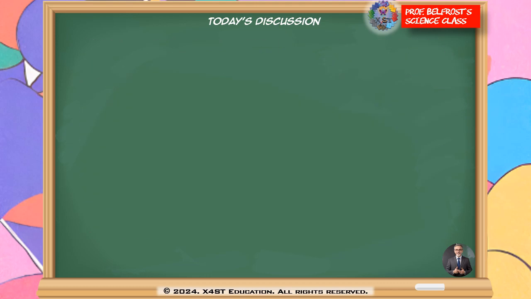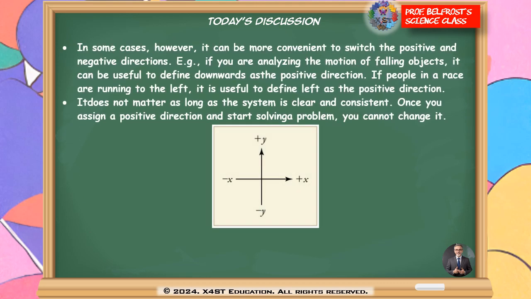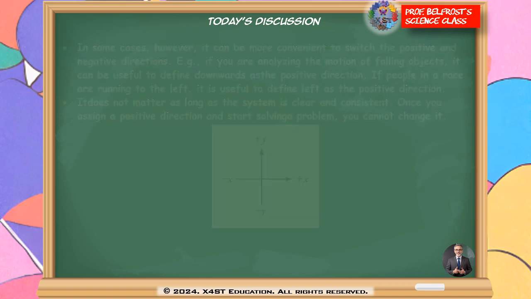In some cases, however, it's much more convenient to switch the positive and negative direction. I've told you before. Actually, it does not matter as long as the system is clear and consistent. But once you have assigned a positive direction and started solving a problem, you cannot change it again in the middle of your calculation. Very important.